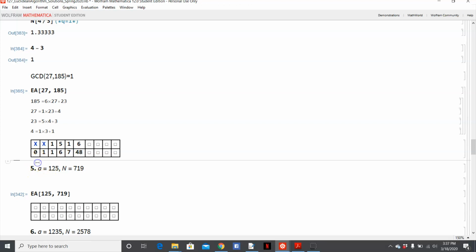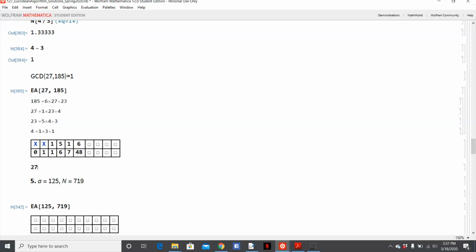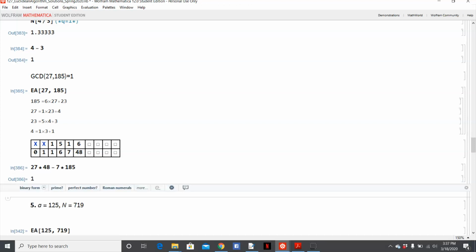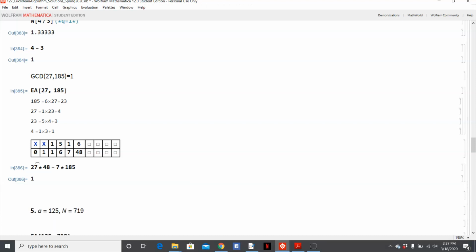Now I do the same thing again. I take the number I'm trying to invert and I multiply it by the last number in the second row, and then I subtract 7 times the modulus. That should always be plus or minus 1. And it's 1. So that tells us that 27 inverse is 48 mod 185.